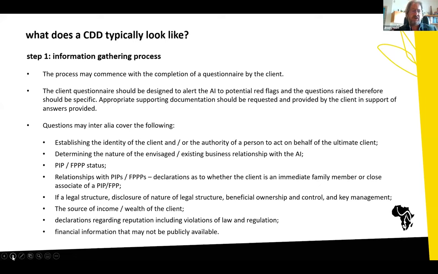So with the information gathering process, you may consider commencing the process with completion of a questionnaire by the client. And this is an approach that is very often followed by institutions. The purpose of the client questionnaire is to alert the accountable institution to red flags, and therefore the questions raised in the questionnaire should be specific. Appropriate supporting documentation should be requested and provided by the client in support of the answers provided. And I go back again to the point, Section 22 of the FICA Act, which requires supporting documentation during the client acceptance process. So these questions may cover off the following, and this is pretty much driven by Chapter 3, Part 1 of the FICA Act.